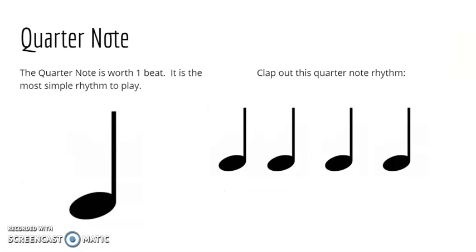We're going to start with the quarter note. A quarter note is worth one beat. It is the most simple rhythm to play. Let's clap out this quarter note rhythm. 1, 2, 3, 4. You try.